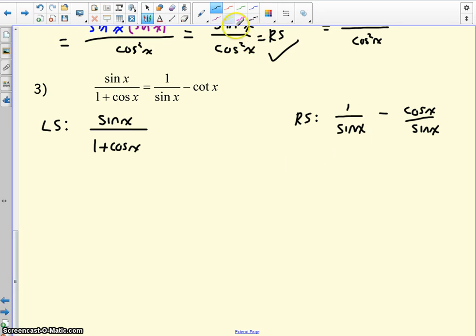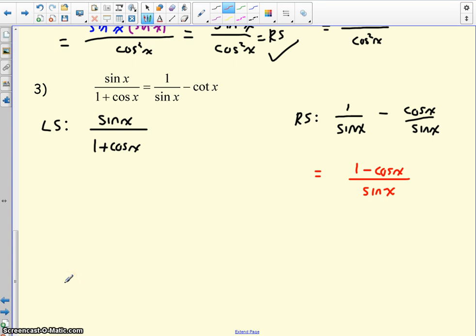Okay. So to simplify the right side a bit, at the very least I can see I'm subtracting two fractions. So look for a common denominator. Well, they both have the same denominator already, so the denominator is sine x. Okay, so this is going to be 1 minus cos x over sine x. It doesn't quite look like the left side, but at least they're both under one fraction right now.